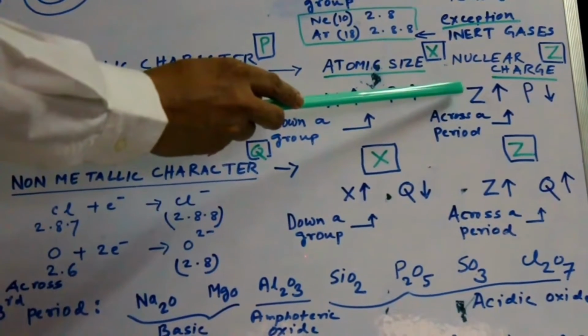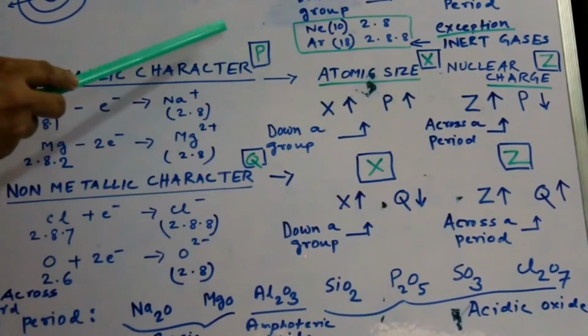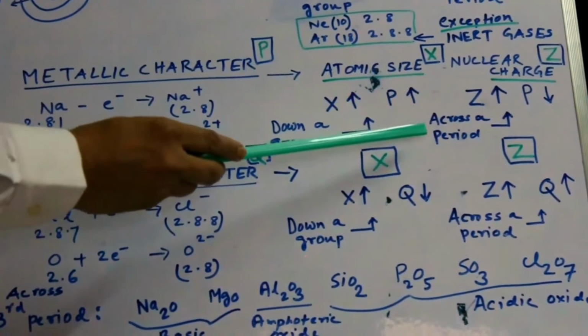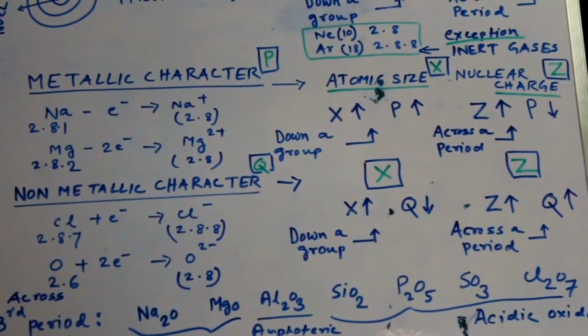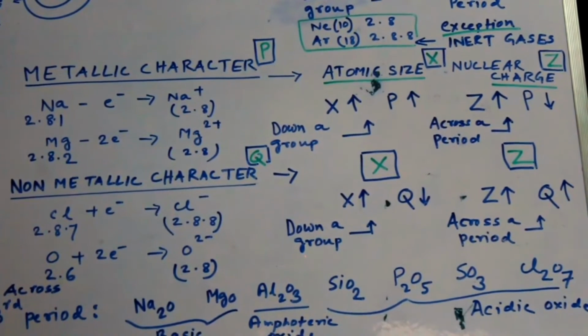The nuclear charge, if the nuclear charge increases, what will happen? The metallic character decreases. So across a period, what will happen? Because the nuclear charge is increasing, the metallic character is decreasing.